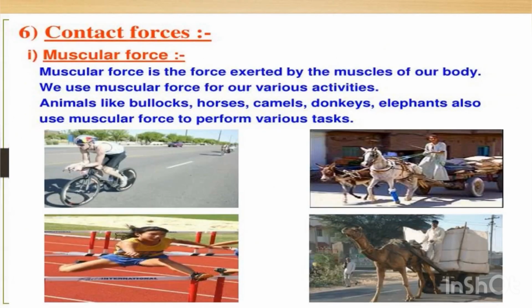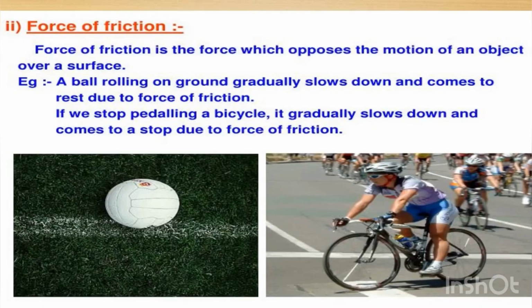Muscular force is the force exerted by our muscles on another object. It could be the muscular force of an animal also, which are used for various tasks. Force of friction is the force which opposes the motion of an object. A ball rolling on the floor, you walking on the floor, your pencil writing on the paper, all these involve a force of friction, and there is always a contact between the two.